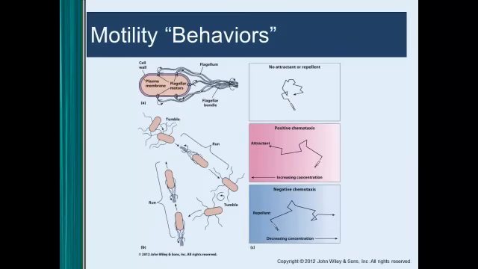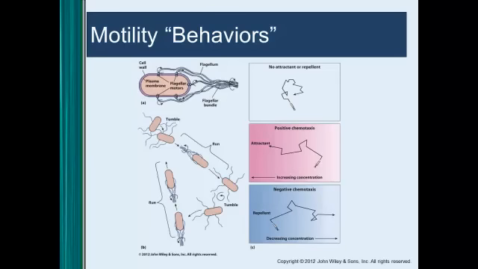Let's talk a bit about chemotaxis and motility behaviors now. Sometimes bacteria move toward or away from substances in their environment by a non-random process known as chemotaxis. Concentrations of most substances in the environment vary along a gradient, that is, from high to low concentration.